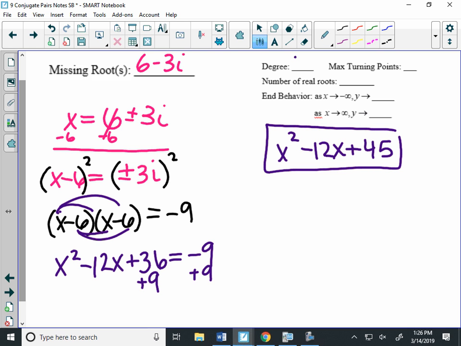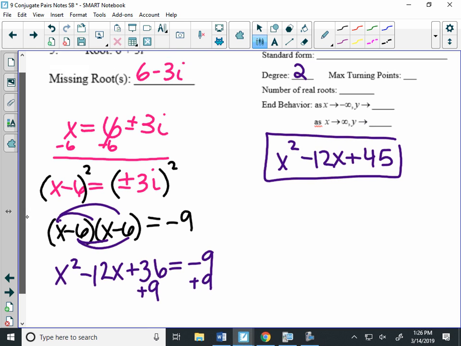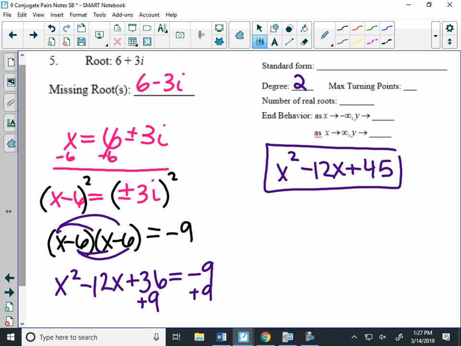2. And why is that good? How many roots do you have? 1, 2. Right? You had 2, so that has degree 2. What's the maximum number of turning points? 1. How many real roots are there here? 0. So does this graph ever cross the x-axis? No. And then if I have degree 2, positive leading coefficient, where do both arrows go? Infinity.